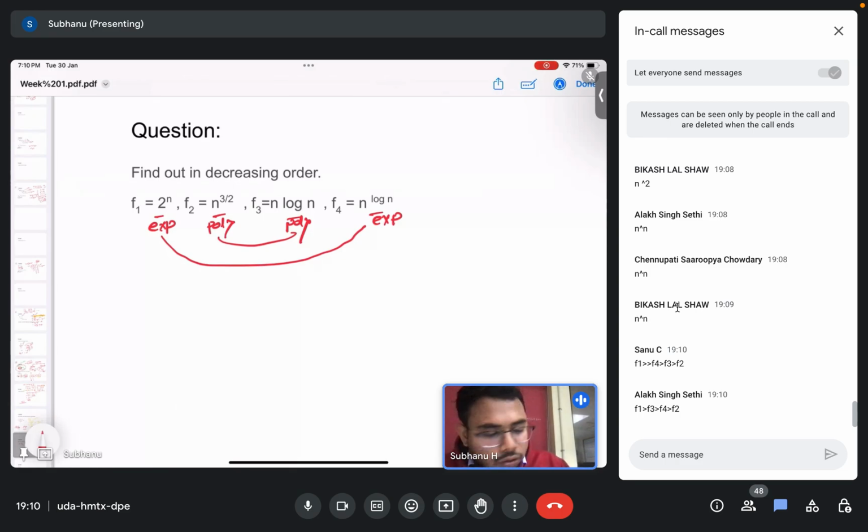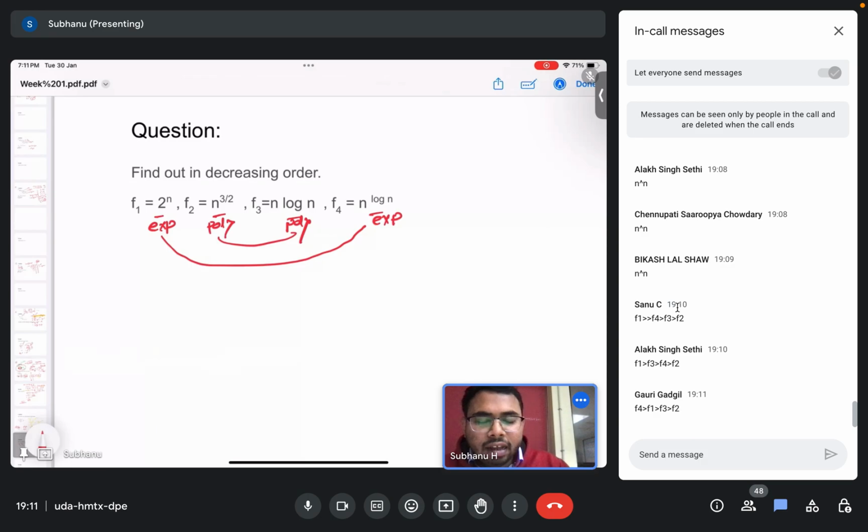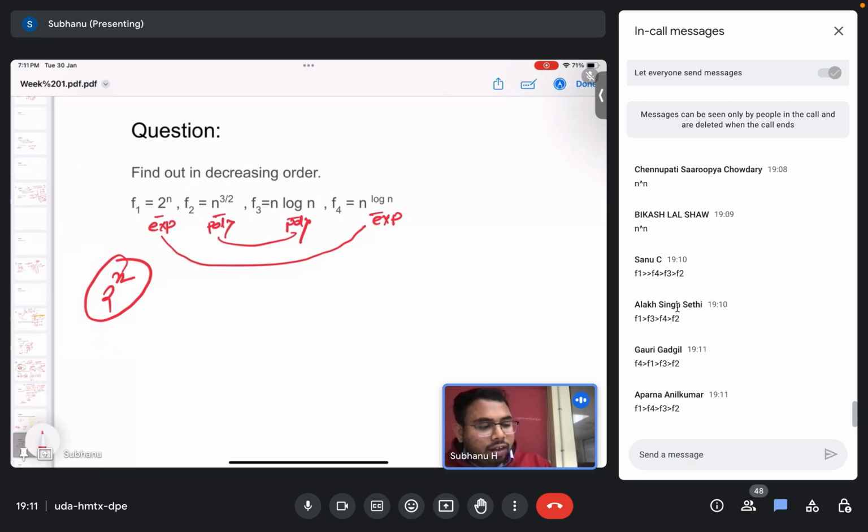Okay, so between these two exponential functions, by looking at the values only, which one do you think will be greater? I think that 2 to the power n will be greater, so I'll start from 2 to the power n to solve this problem.